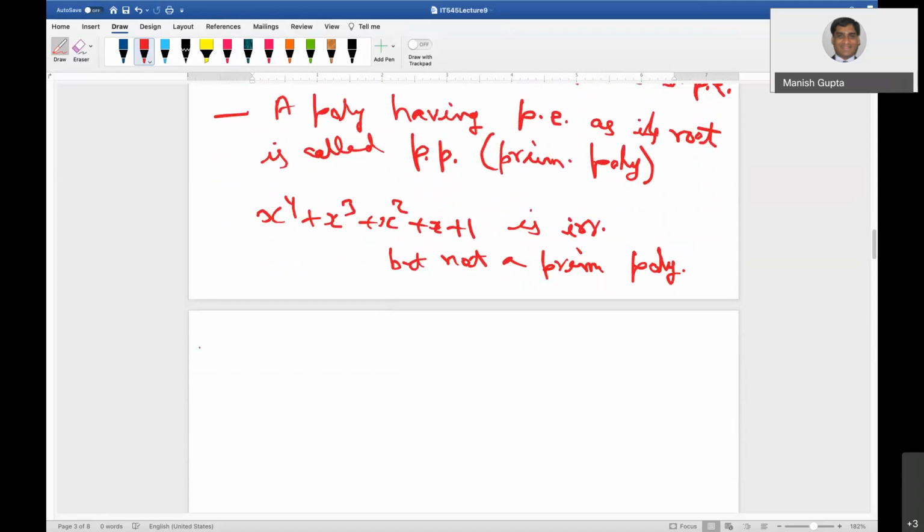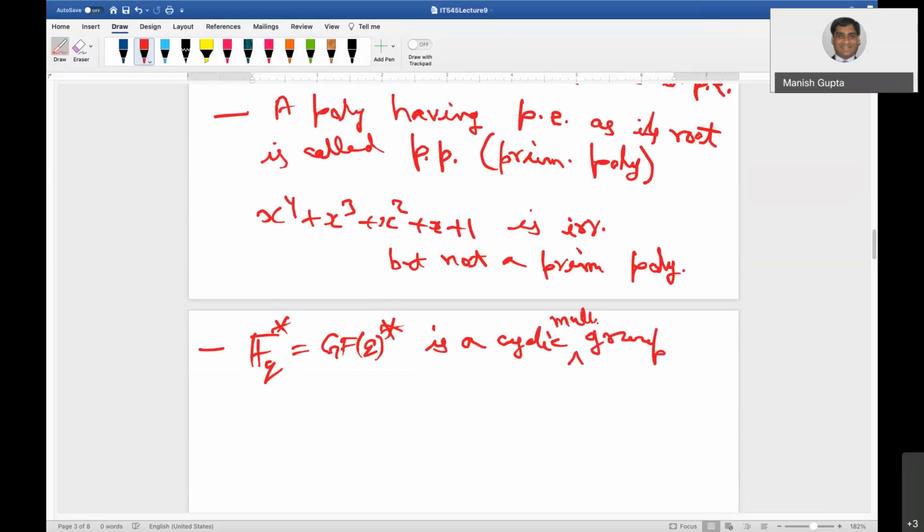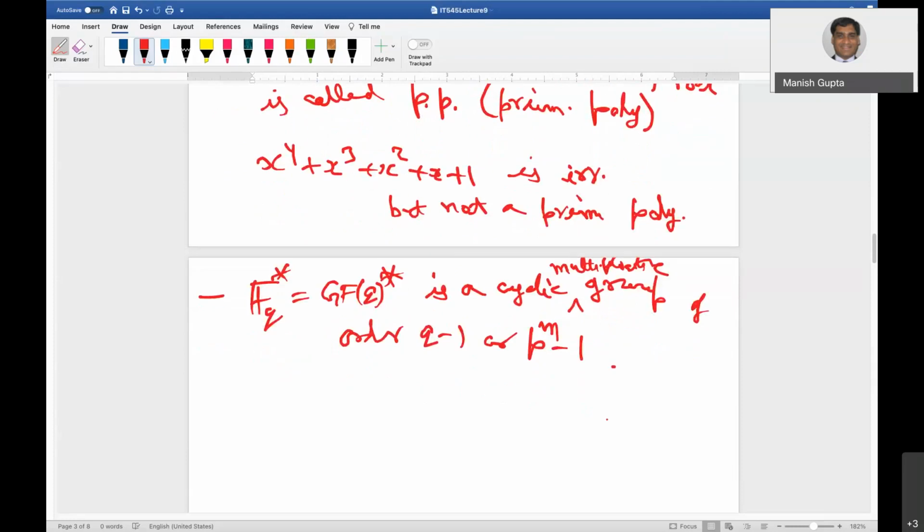So I earlier mentioned to you that FQ star, or GFQ star, field with Q number of elements, where the star means I am deleting 0, is a cyclic multiplicative group, by the way, a group of order Q minus 1, or P raised to power M minus 1, because Q is equal to P raised to power M. Okay. So any question at this point?